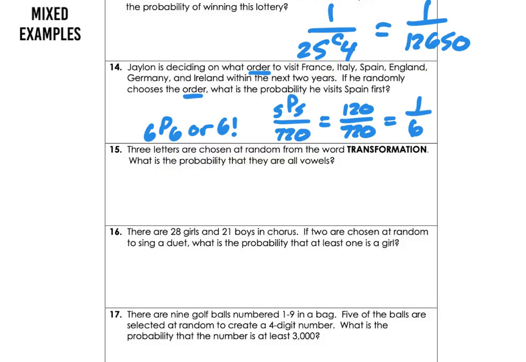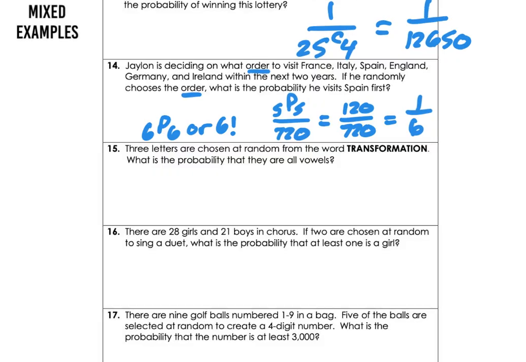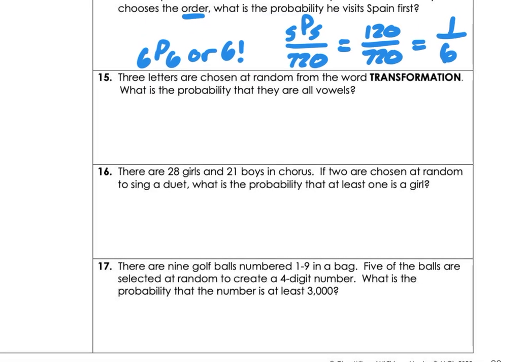15. 3 letters are chosen at random from the word transformation. What is the probability that they are all vowels? Okay. First of all, how many letters do we have in the word transformation? 14. Okay. And we're going to choose 3 of them. Okay, how many vowels are there in the word transformation?